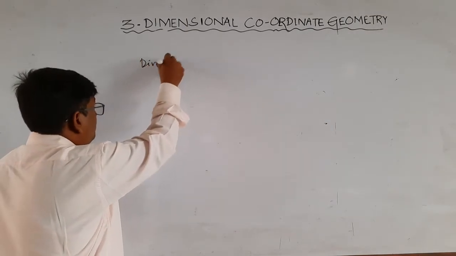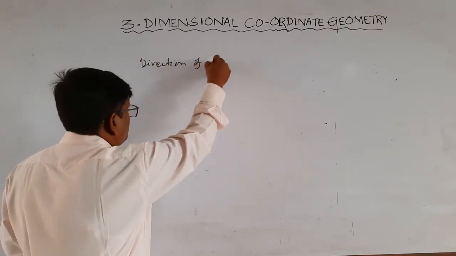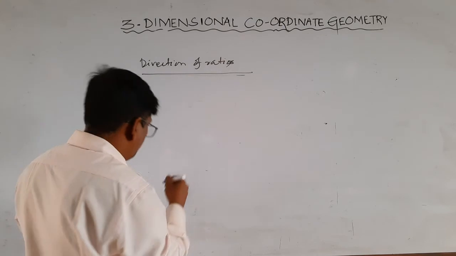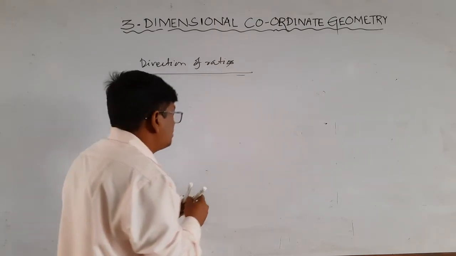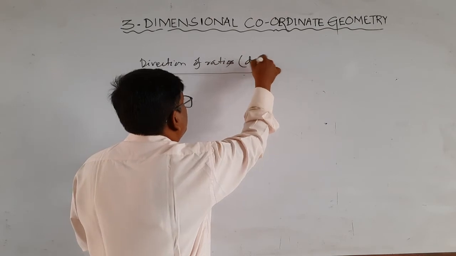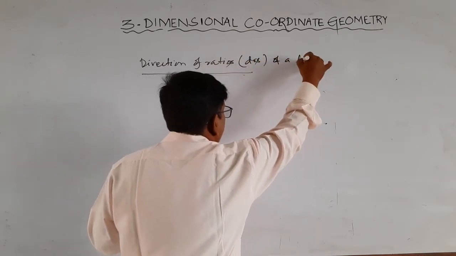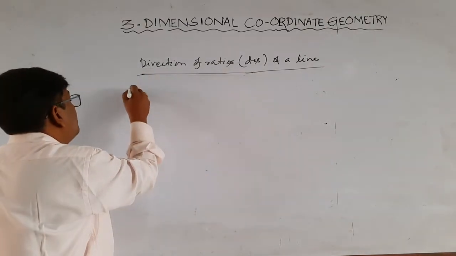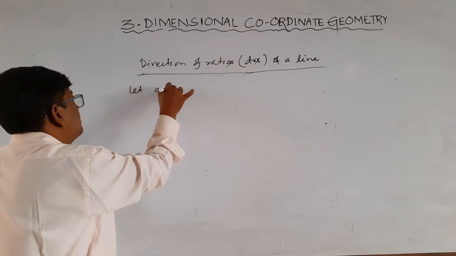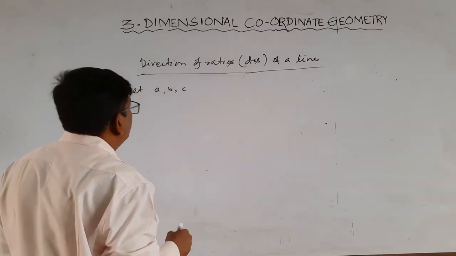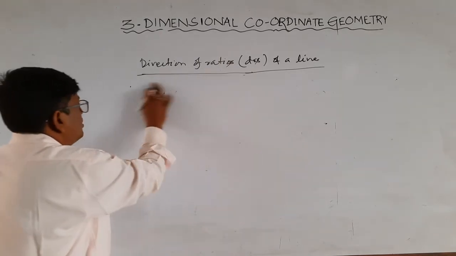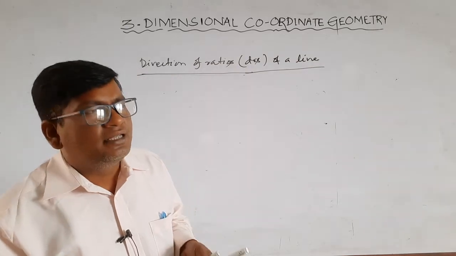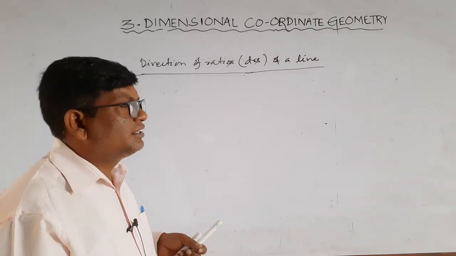Direction ratios. Its short form is DRs, meaning direction ratios, the DRs of a line. Let a, b, c be a set of 3 real numbers which are proportional to the direction cosines, then a, b, c are called direction ratios. Okay.